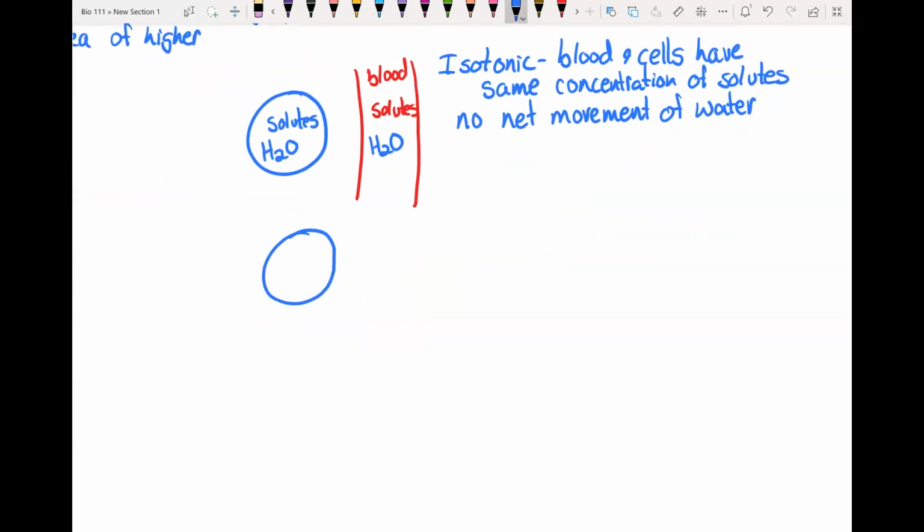Let's look at another scenario. You have your cell, it has solutes, and it has water. You have your blood. Your blood has solutes and water. Let's say, though, that you put extra water in your blood. So some real-life examples of what has happened here with putting extra water in the blood.